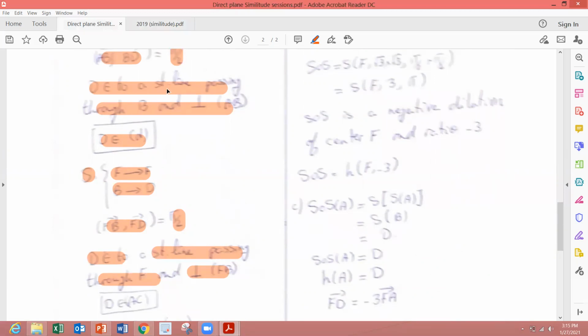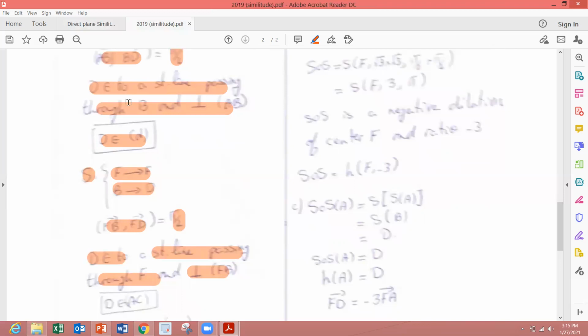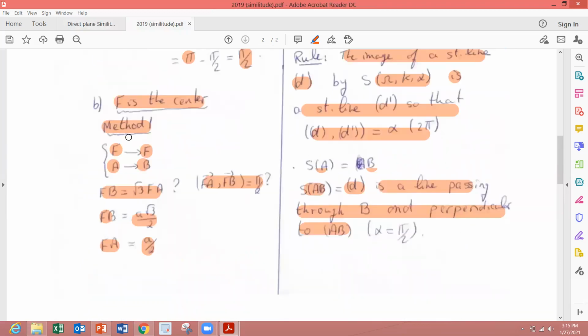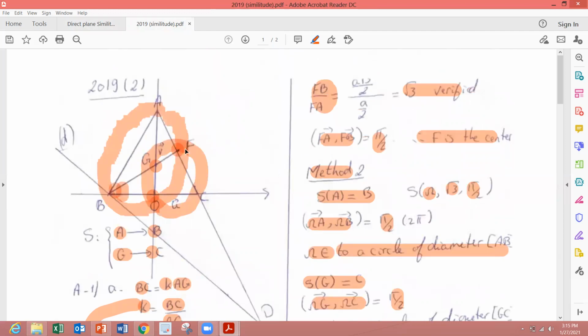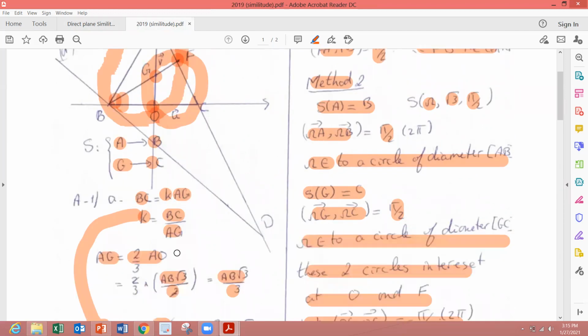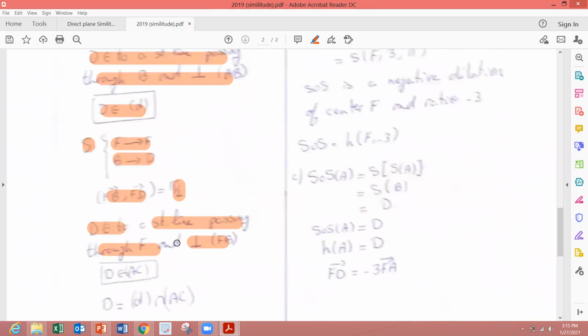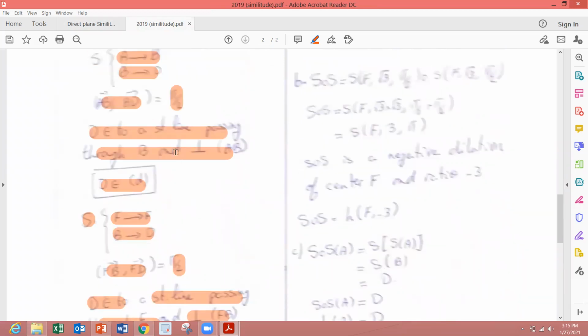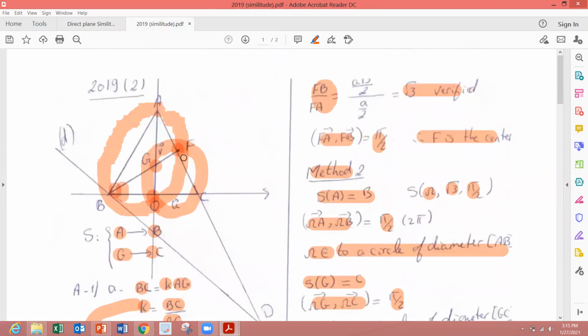D belongs to a straight line passing through F and perpendicular to FB. The line passing through F and perpendicular to FB is what? AC, check?